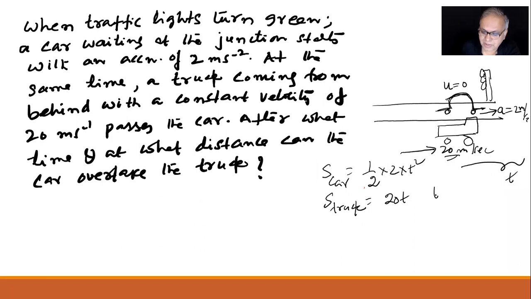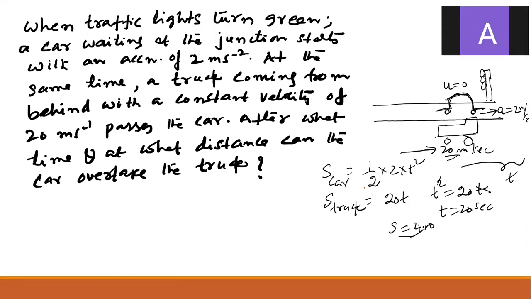So 2 cancelling, t square equals 20 t. So t equals 20 seconds. Substitute somewhere, you'll get S equals 400. Either you substitute there or here, doesn't matter. So after traveling 20 seconds, at a distance of 400 meters, the car is going to overtake the truck. All right? Yes, sir. Come on. Now slowly we will increase the level of the question.